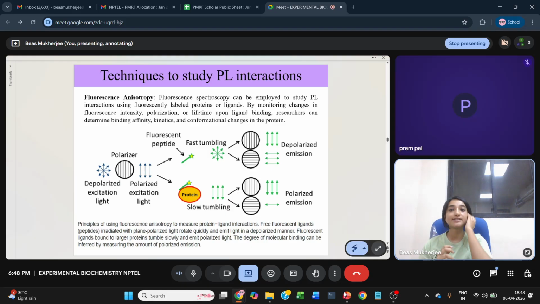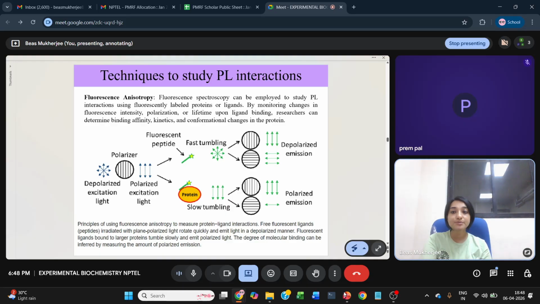So what is happening? Let's say initially there is depolarized light. It is being passed through the polarizer and then there is polarized light. Now when this polarized light hits a protein-DNA complex, what happens? Since this is a large molecule, there is very slow tumbling and polarized light is obtained. But when only the ligand is there, the ligand is moving very fast, it is fast tumbling. What happens? More depolarized light is obtained.